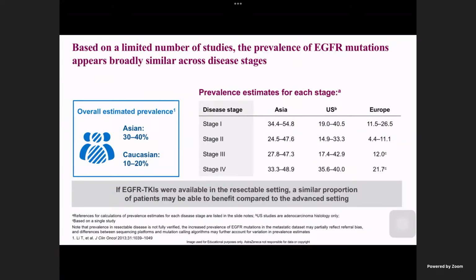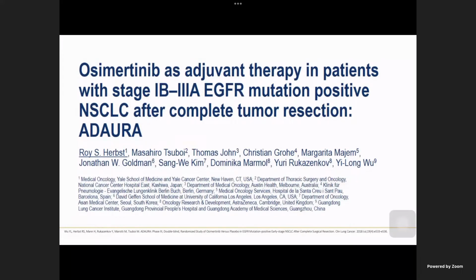If we look at the studies on EGFR mutations, they found the prevalence of EGFR mutations is the same across all the stages, be it stage 1, 2, 3, or 4. About 30, 35 to 40% of patients carry these mutations. This is consistent, though there are geographical differences between Asia, Europe, and the US. In Asian countries, it is about 30 to 40%. So, as osimertinib has made a difference in the metastatic setting, can the same be replicated, will it be beneficial in early stage lung cancer?